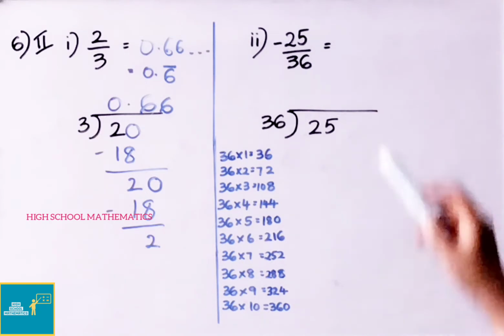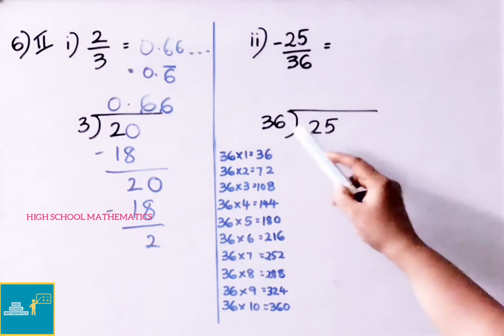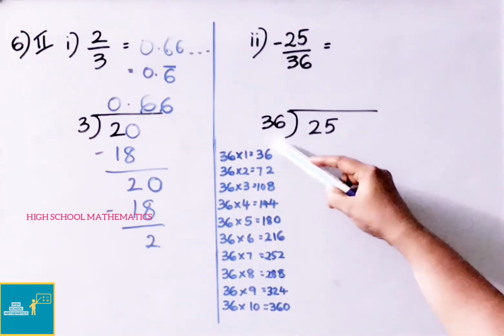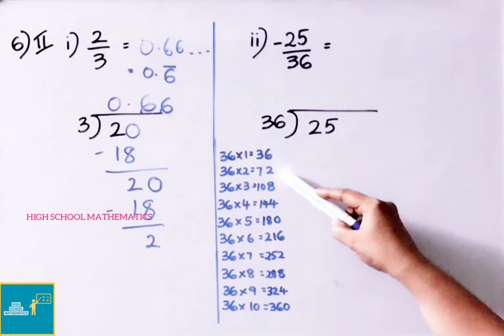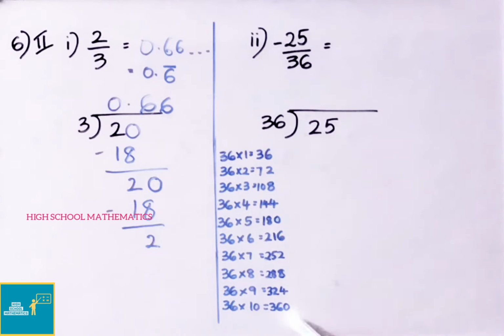Now we have to divide this 25 by 36. We don't know the 36 table, right? So we have to write the table here. 36 ones are 36. Then you multiply 36 twos, which means you will get 72. In this way, first you write out the table. Then after that we shall start doing the division.